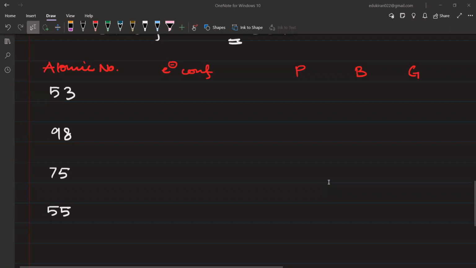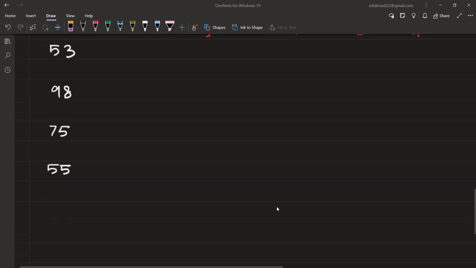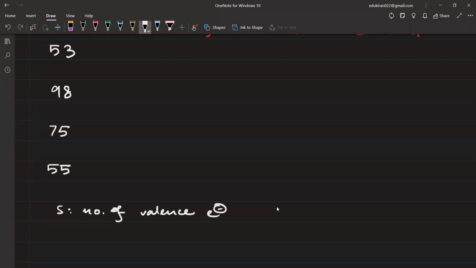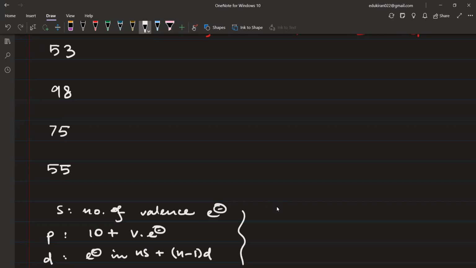Sir, if an element is in F block, so its group is 3. If it is in F block, it is always 3. For S, it is the number of valence electrons. For P, it is 10 plus valence electrons. For D, it is electrons in ns plus (n minus 1) d. And for last, F block, group number is always 3.